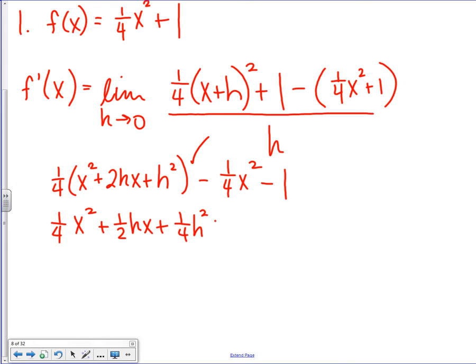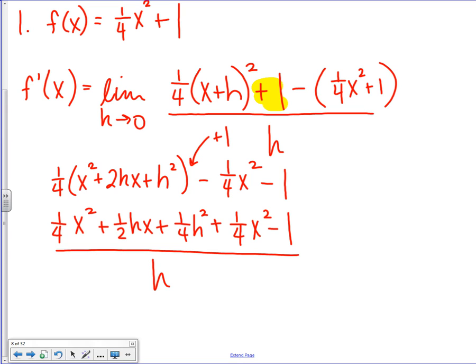Uh-oh, I missed something right in here. There should be another +1 because of this guy up here. So I missed that when I was doing my foiling here, taking that to the second power. So let's not forget that when I come down to combine my like terms. Okay, so that is my numerator all over h. So I squared the x plus h, I distributed the negative sign, and I distributed a 1/4, and this is where I'm at now. Now notice I can't plug anything in because h is approaching 0, and that will get me a big fat 0 in the denominator.